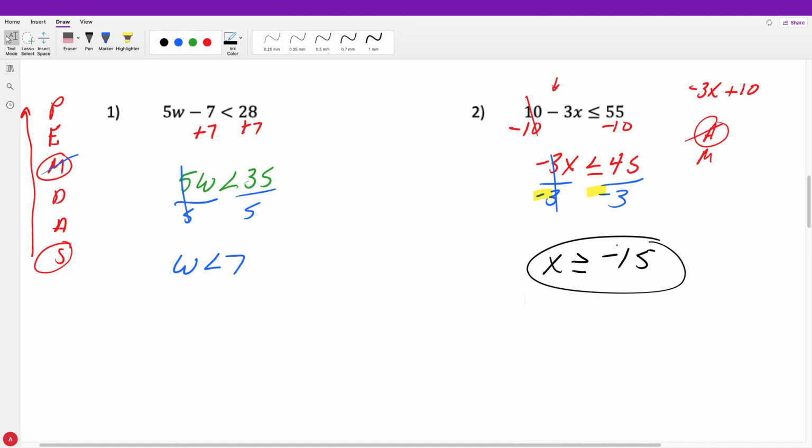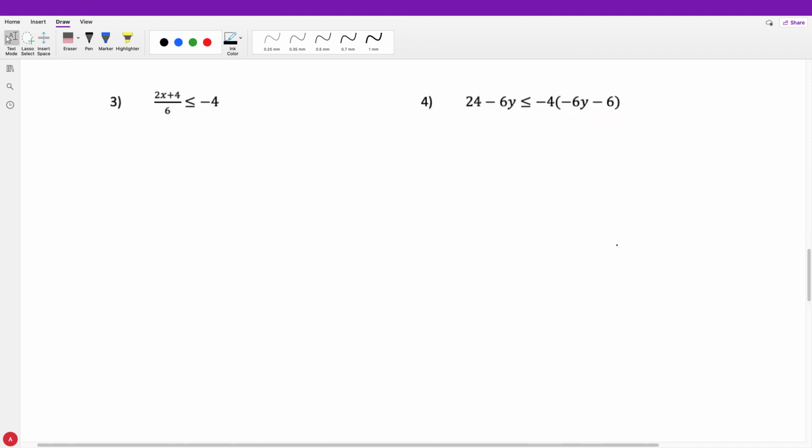All right, let's go ahead and move on to the next problem. For this problem number 3 here, even though they don't have it there, we understand that this is a parentheses, because when it's written like that fully in our numerator, if we were to plug in a value for x, we would have to multiply and add first before dividing. So that's telling us that that is considered a parentheses. So this is 2x plus 4 over 6.